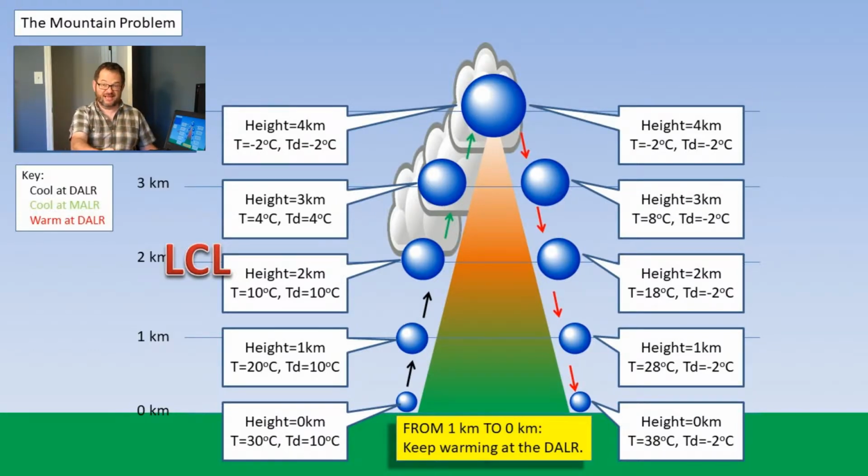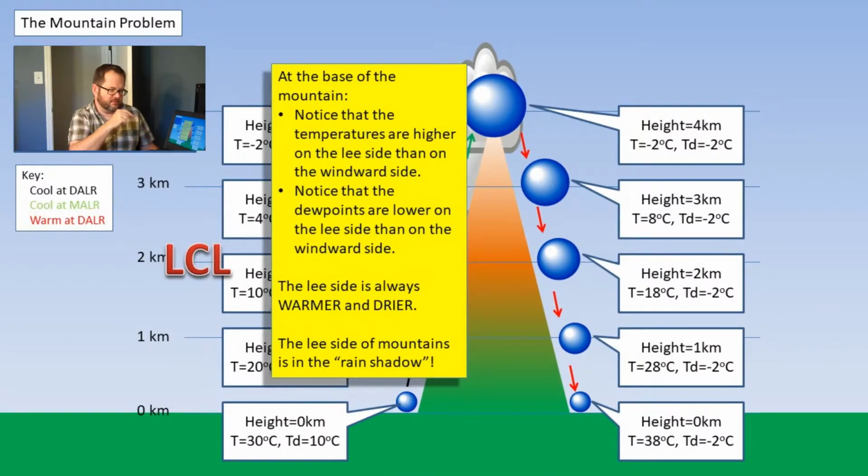I could have chosen mountains of different heights. I could have chosen different temperatures. I could have chosen different dew points, but we could work it all through, and we will do a second one later in this part of the lecture here. But let's take a look at what we learned from this mountain problem here. Notice if we compare the conditions on the two sides of the mountain at the base, the temperature is higher on the lee side than it was on the windward side.